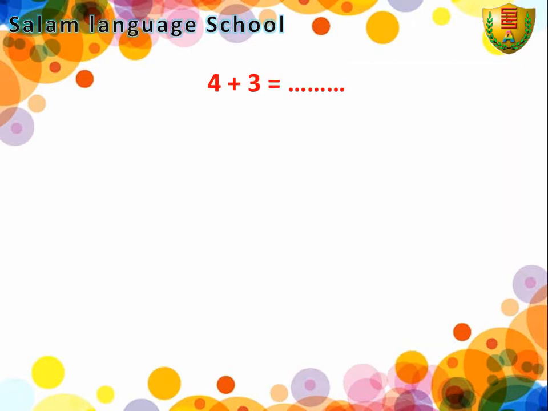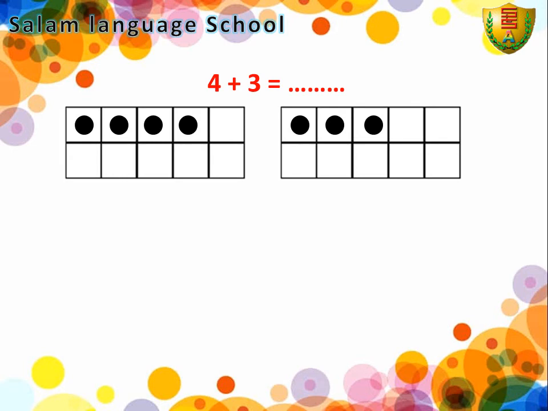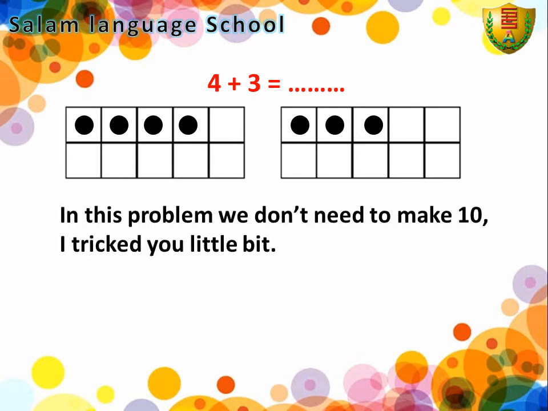4 plus 3. Look at the following method challenge. It's very tricky. The first one is 4 and the second one is 3. We don't need to make tens. I tricked you a little bit. 4 plus 3 equals 7. 7 is less than 10.